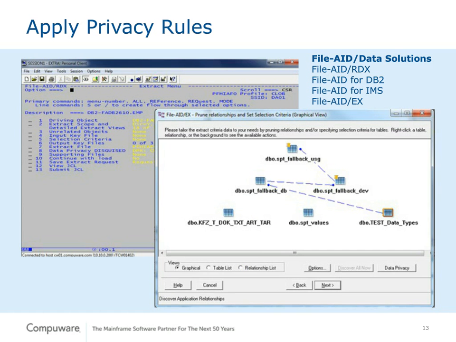On this slide, we are showing you a FAIL-AID RDX extract and a FAIL-AID EX related extract specification. The application of data privacy rules for mainframe data can be requested from FAIL-AID Data Solutions, FAIL-AID RDX, FAIL-AID for DB2, and FAIL-AID for IMS. I've highlighted FAIL-AID Data Solutions on this slide because it is required for mainframe disguise.